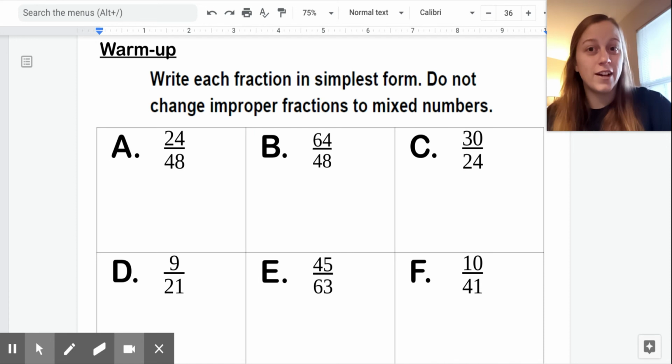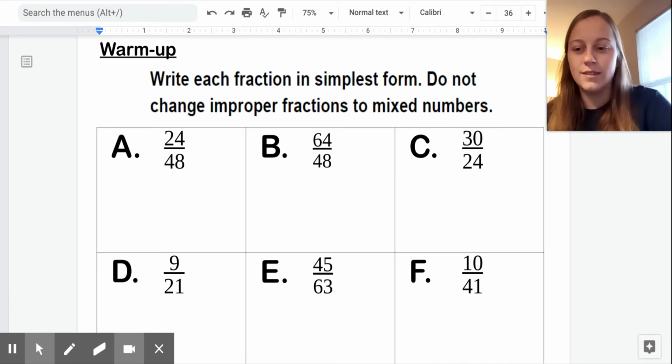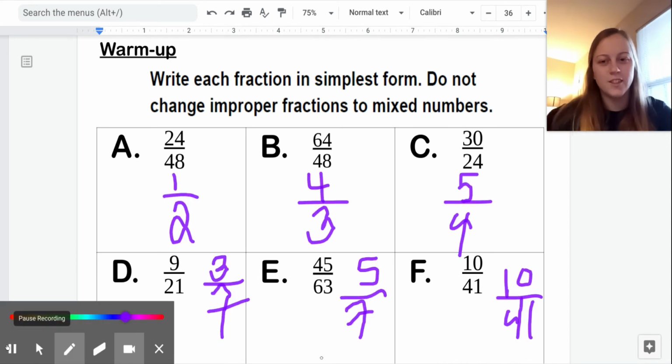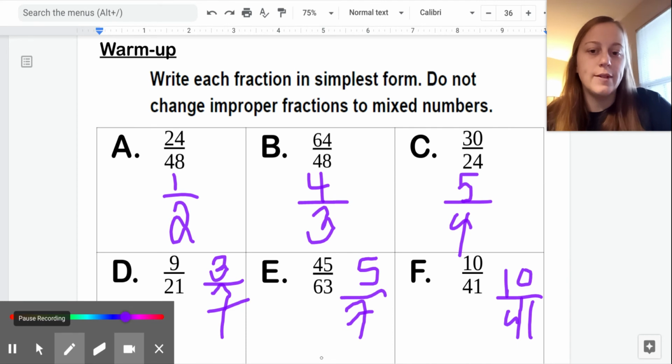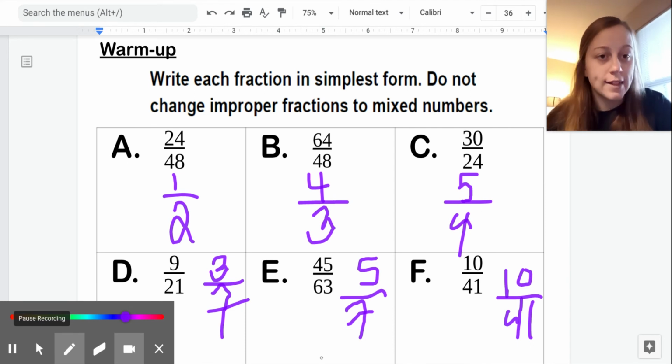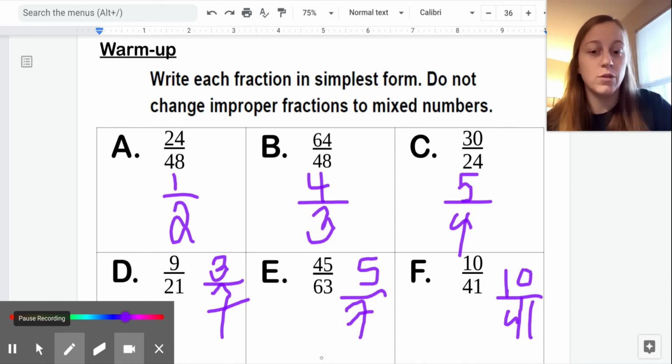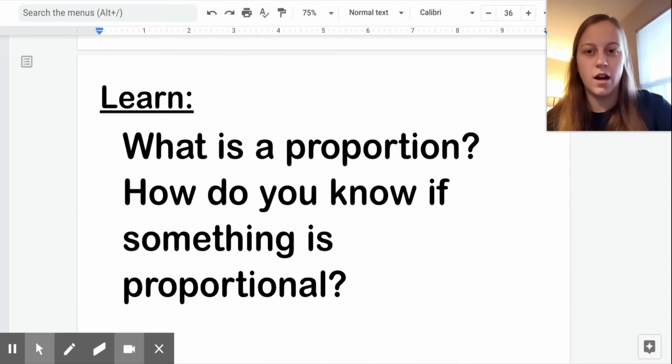All right, here's the correct answers to simplifying fractions. All right, so go ahead and decide how you did here. Look for your answer, see if it's the correct answer. Table F, I gave you guys a trick question. 10 over 41 cannot be simplified. So that was as simple as it could get. All right, let's go ahead and continue to move on here.